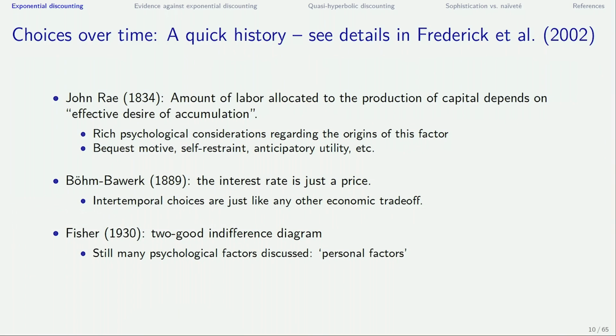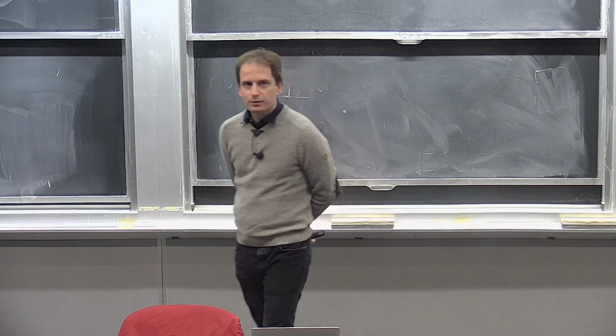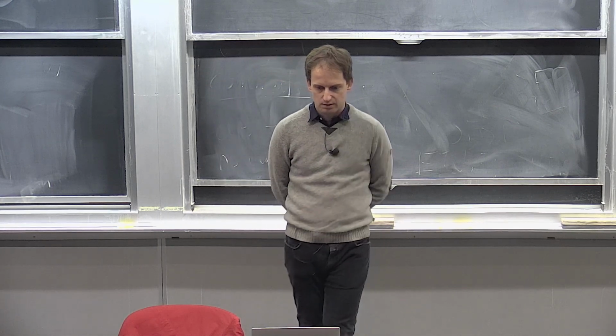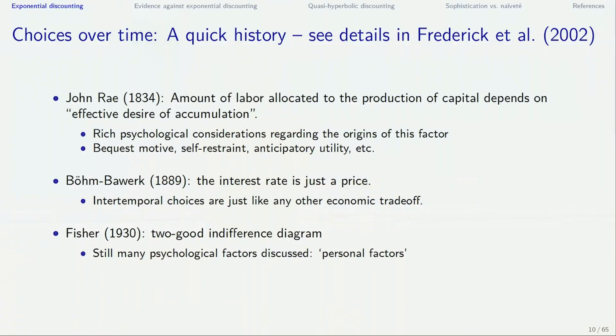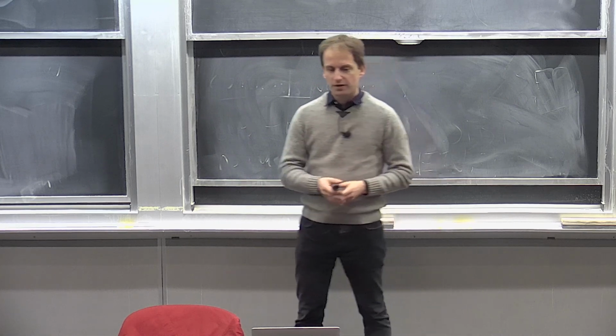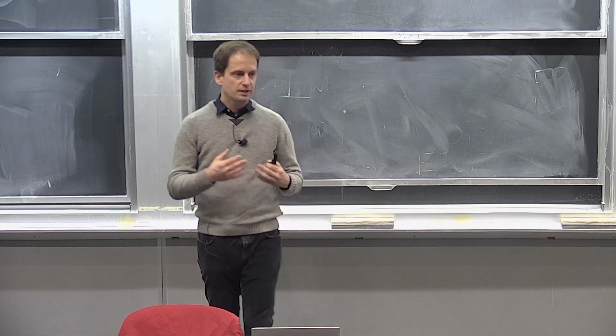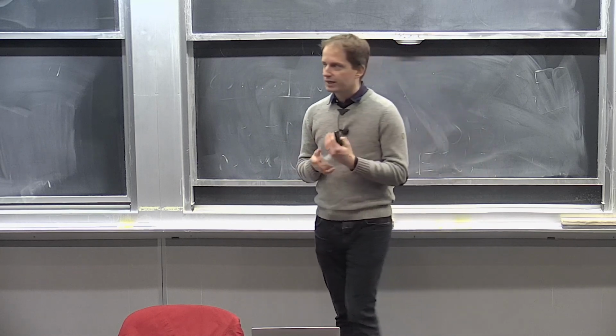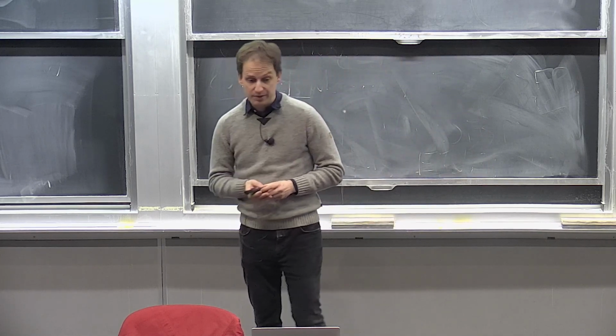Now, here's a broad history of how economists have thought about this. It's interesting to read, and this is what the Frederick et al. article talks about. Economists went full circle in some ways. It started with a very complicated model of production, the amount of labor allocated to the production of capital that depends on the effective desire of accumulation, which is a bit of a mouthful. But essentially, there were lots of rich psychological considerations involved in trying to explain how people make choices over time. People thought about self-control, self-restraint, the bequest motive, how much they think about their children, and anticipatory utility. People like to save because they like to think they'll be happy in the future, and so on and so forth. It was a very complicated model of intertemporal choice.